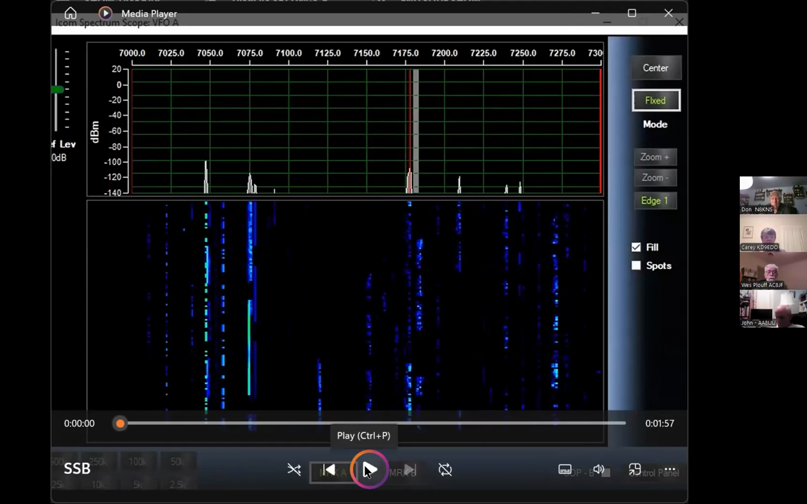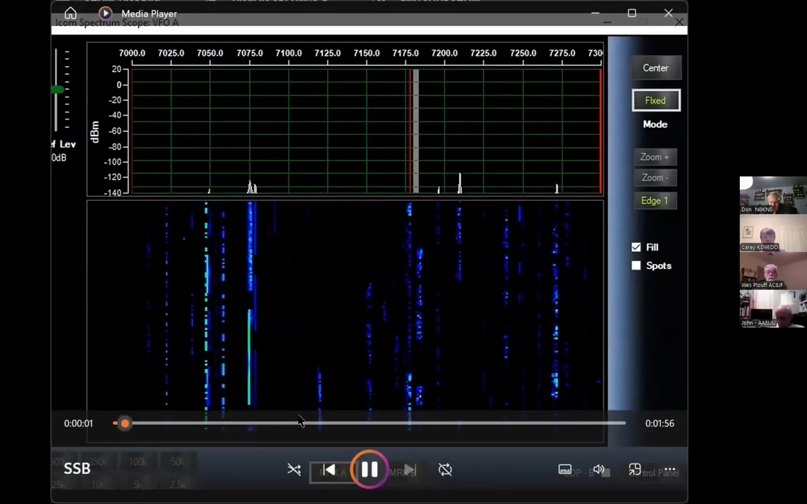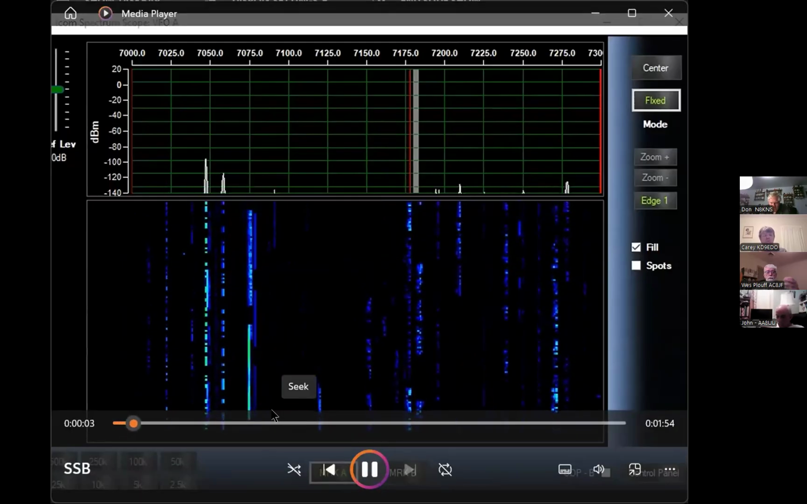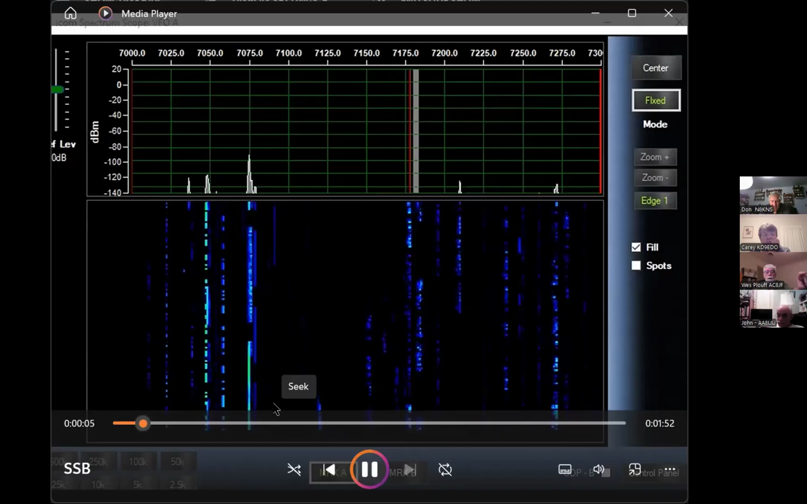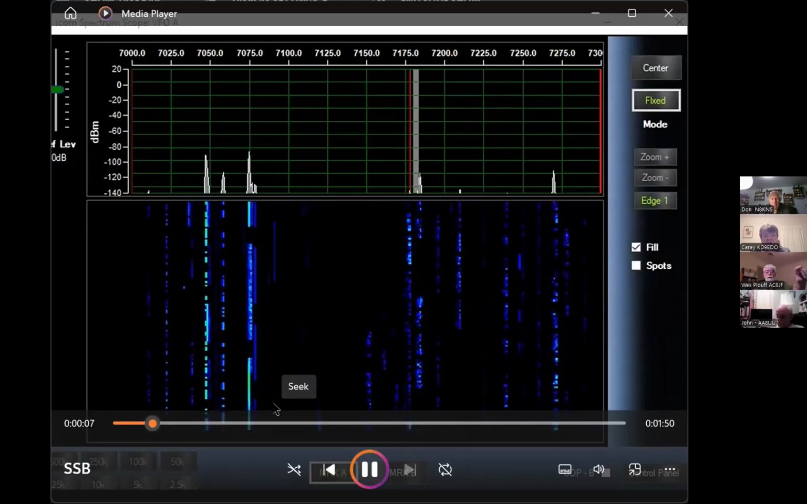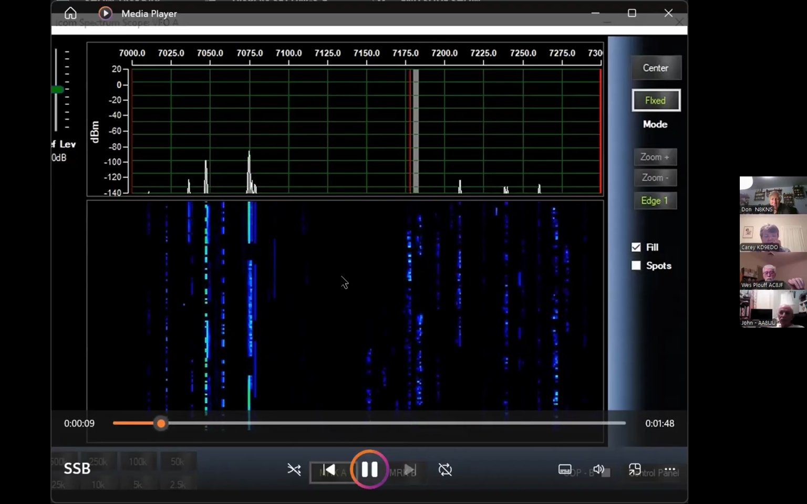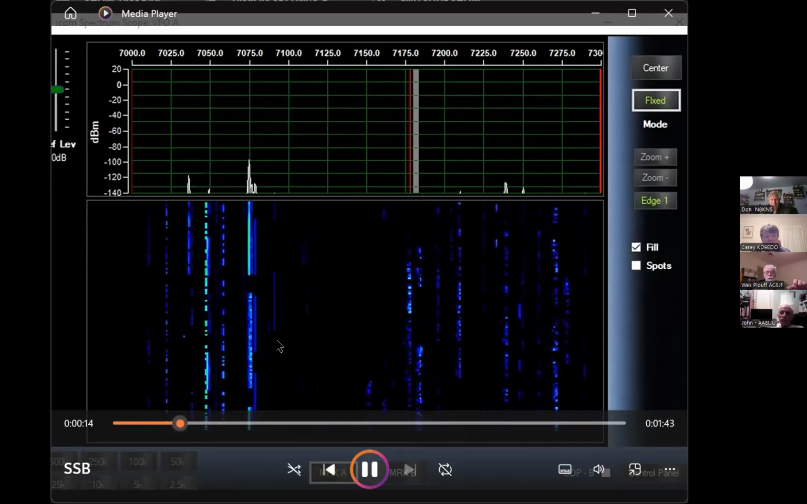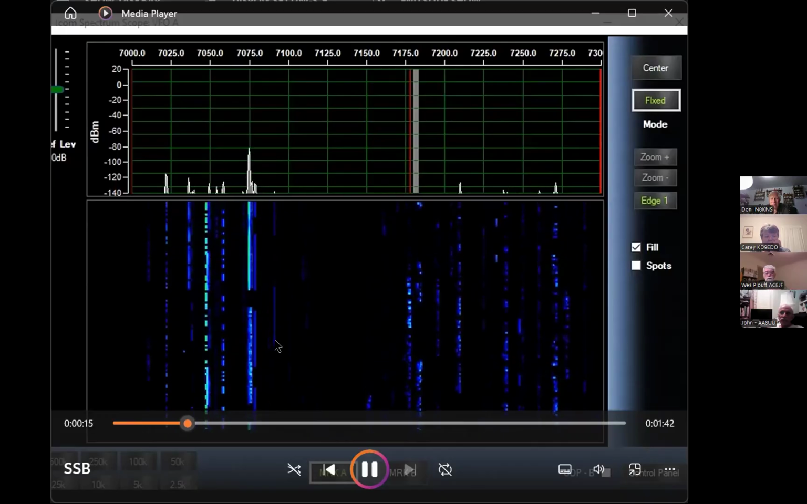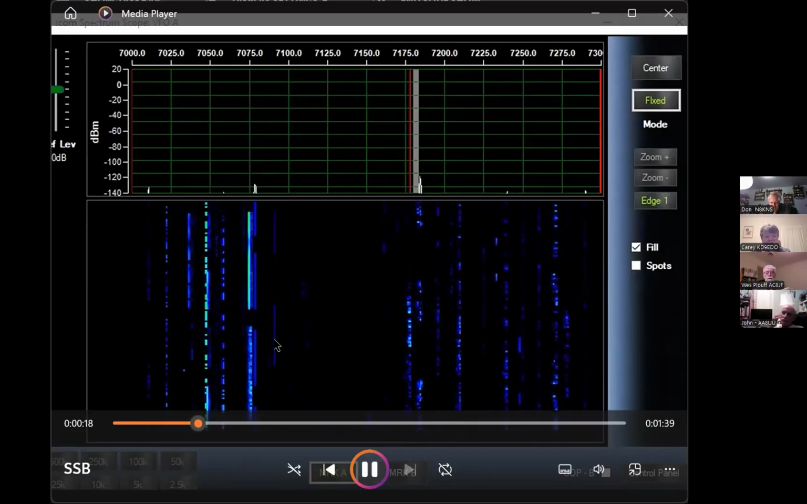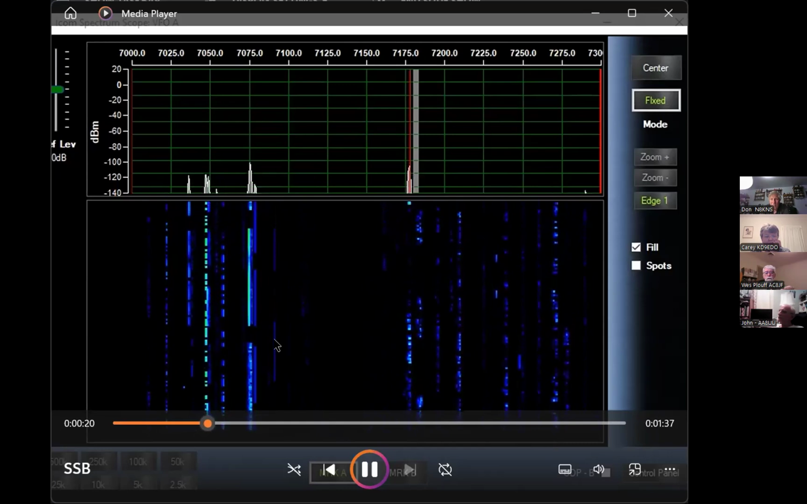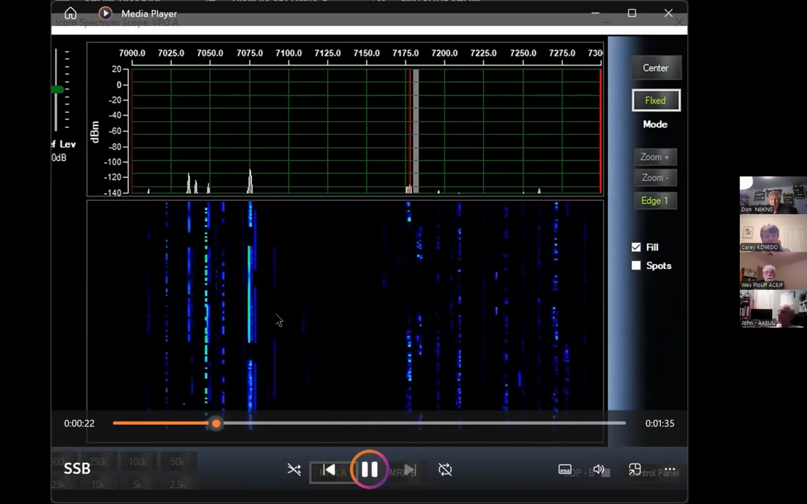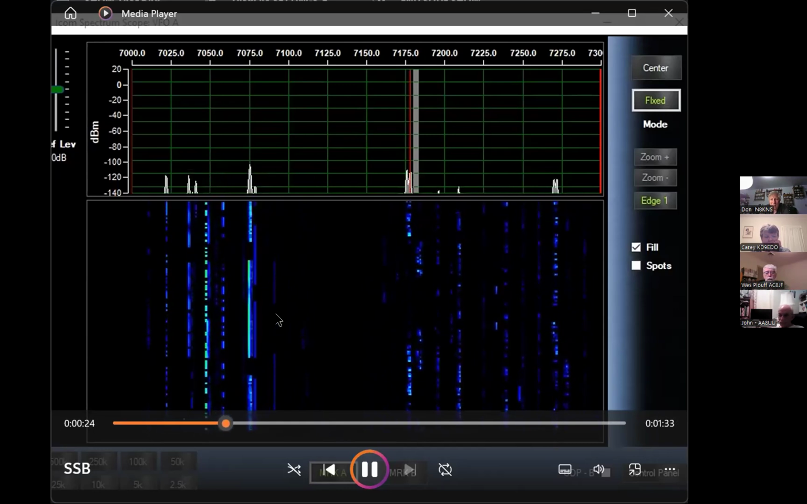This is showing all of 40 meters. You notice that it's 7,000 kilohertz on the left and 7,300 on the right. As this is operating, you can see that signals are going from the top down. In the top part of the display, you can see the signals in real time, where the vertical axis is the signal strength and the horizontal axis is the frequency. You can see that varying in real time. And then on the waterfall, you can see the record of that.